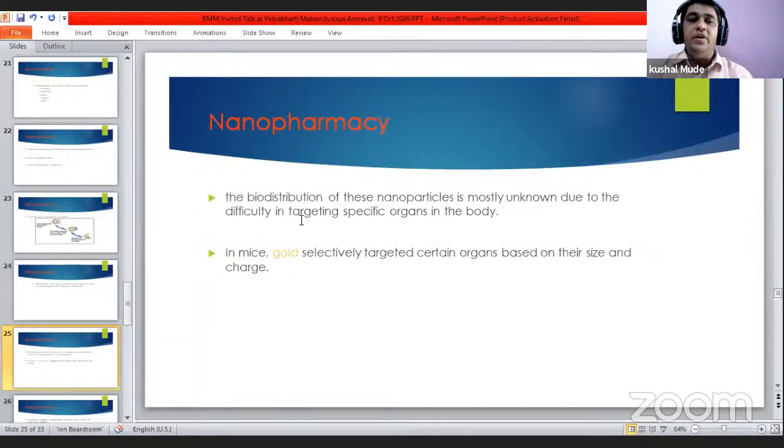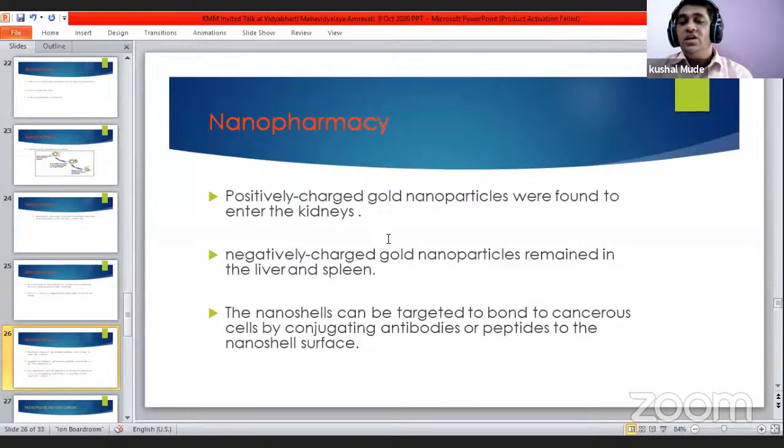Mostly unknown due to the difficulty in targeting specific organs in the body. Okay, see, there is a very specific delivery now, so that can be achieved with the help of nanoparticles. Large gold nanoparticles were found to enter the kidneys. Now, a lot of problems related to kidney stones and all are available. These all are applications of nano.